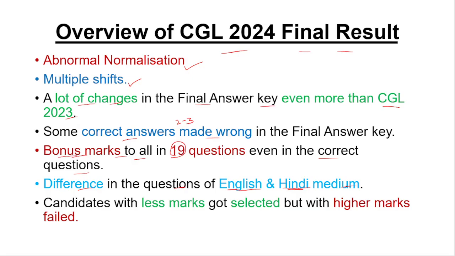After that, there was a question of maths. It was a question of algebra, in which the question was different in English, and the algebraic term, the mathematical term, was different in Hindi. Now I don't understand, when you are doing translation, the mathematical term will simply be copy paste. Then why was it different? Whatever I can say, because of these problems, the candidates with less marks got selected, but with higher marks they failed.